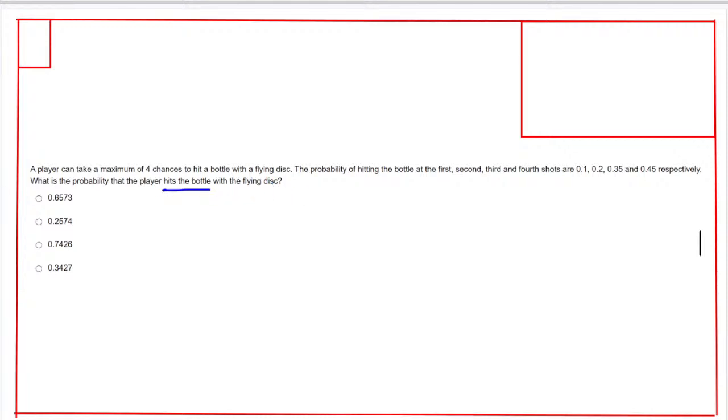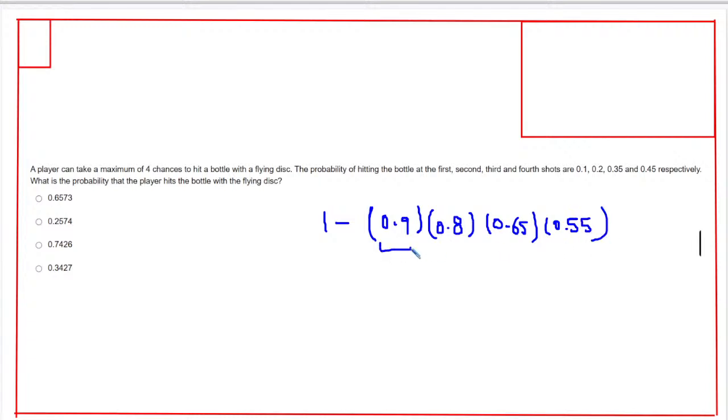player hits the ball. So either it can be hit by first or second or third or fourth or combination of first and second, first and third, whatever. So the best approach is 1 minus when it is not being hit by any of them. So 0.9, 0.8, 0.65, and 0.55 when it is not being hit by any of the shot. Right? The answer is C.